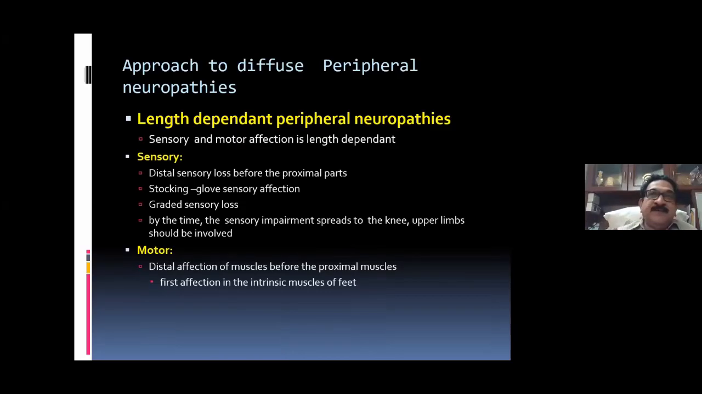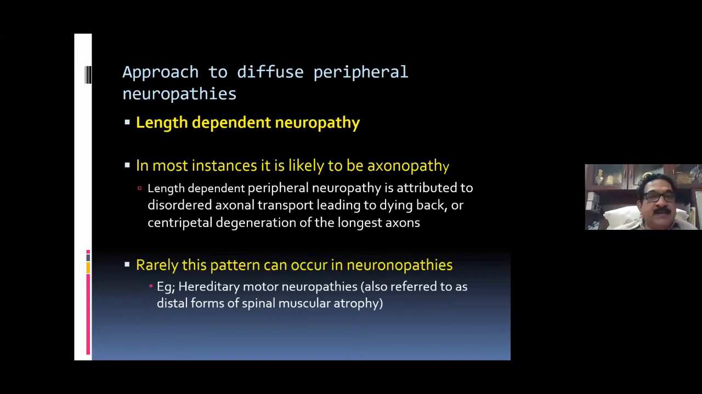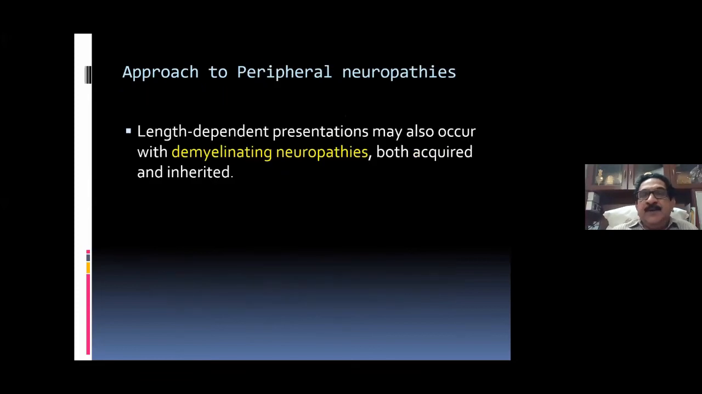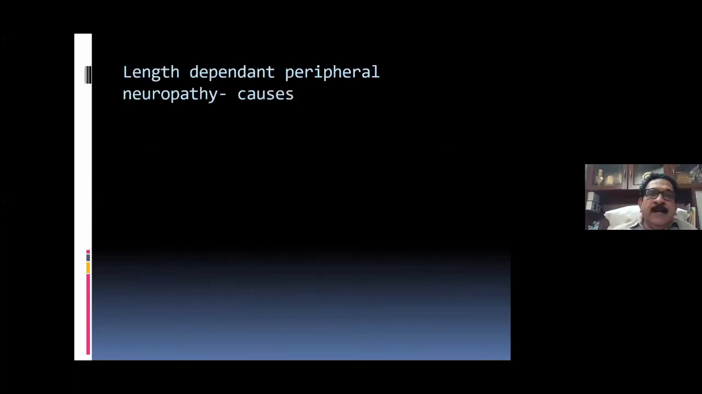First affection is distal. It is an axonopathy because in an axonopathy, the distalmost part suffers first. So the longest axons get affected. Rarely this pattern can also occur in hereditary neuronopathies, like hereditary SMA. Demyelinating neuropathies do not produce such a pattern, except very rarely in 2-3 conditions like the DADS variety and hereditary neuropathies. But generally, all these demyelinating neuropathies like AIDP do not produce such a pattern.